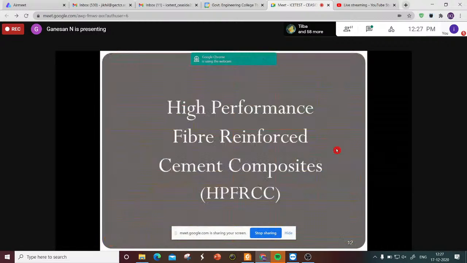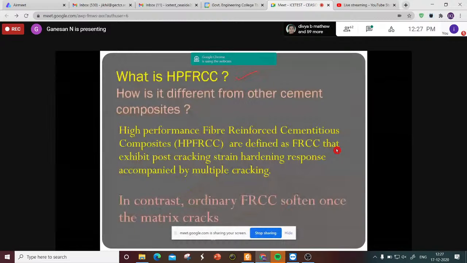Now, let us look into HPFRCC. This term is very important. What after all is HPFRCC? When you simply add fiber, can you call that concrete HPFRCC? That may be the question, and let us look into that. What is HPFRCC? High performance fiber reinforced cementitious composite. How is it different from other cement composites? This is the question.